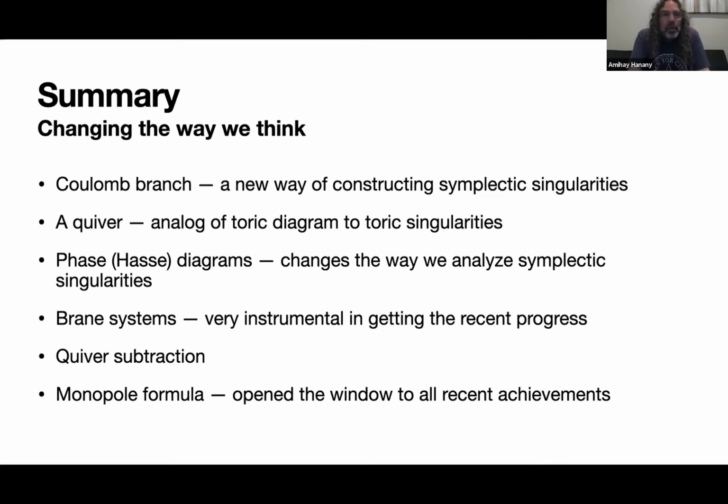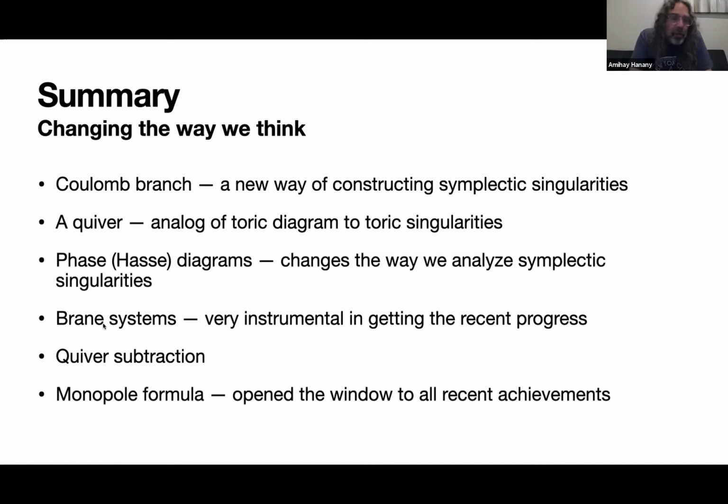Okay, so let me summarize. The Coulomb branch is a new way of constructing symplectic singularities. When we use quivers, we should think of them as the analog of toric diagrams for toric singularities. They encode all of the geometric information which we need in order to understand symplectic singularities. The Hasse diagrams really give us very nice, valuable information about the singularity structure of each symplectic singularity in terms of leaves and slices.